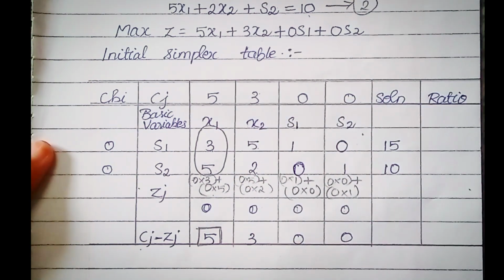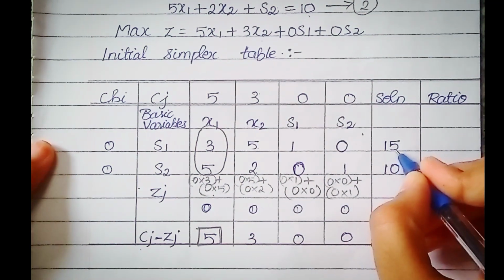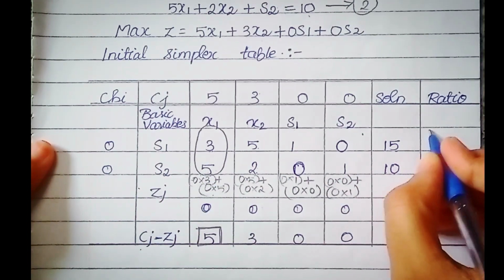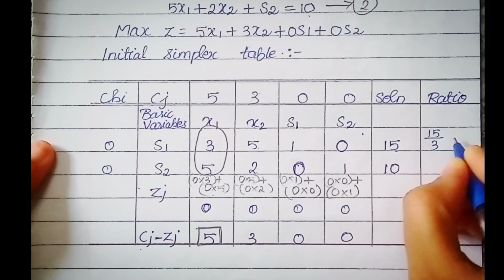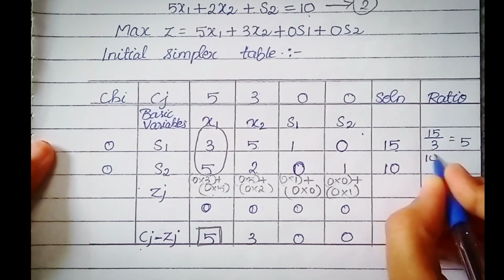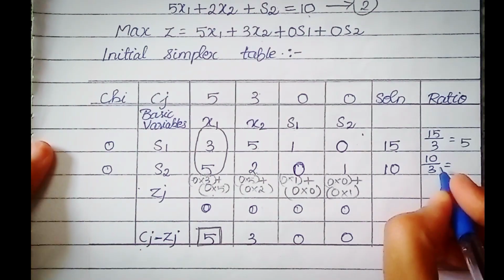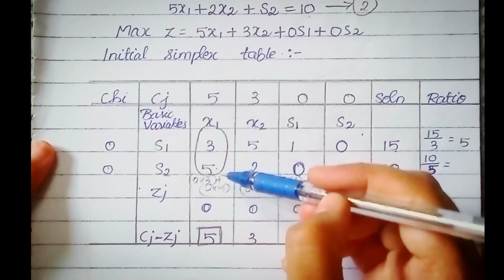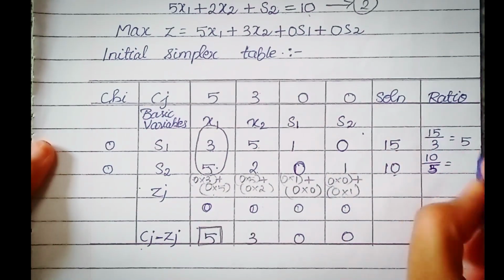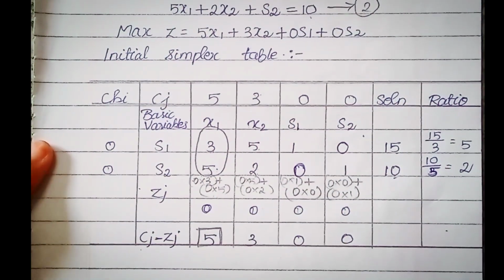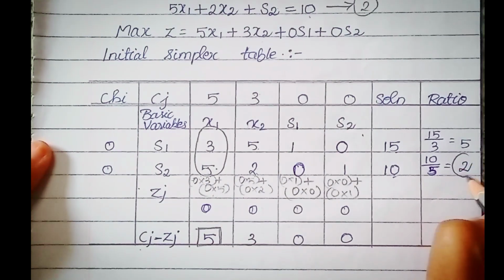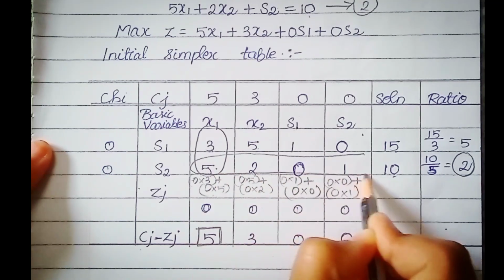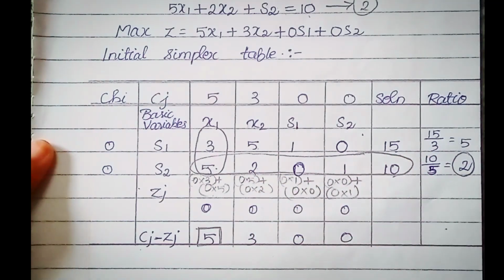And now we should divide 15 by 3 and 10 by 5 in the ratio column. 15 by 3 we will get 5. 10 by 5, where 10 is the solution and 5 is taken from this column, we will get the answer as 2. Put a circle around the 2 and mark this entire row till the solution column.